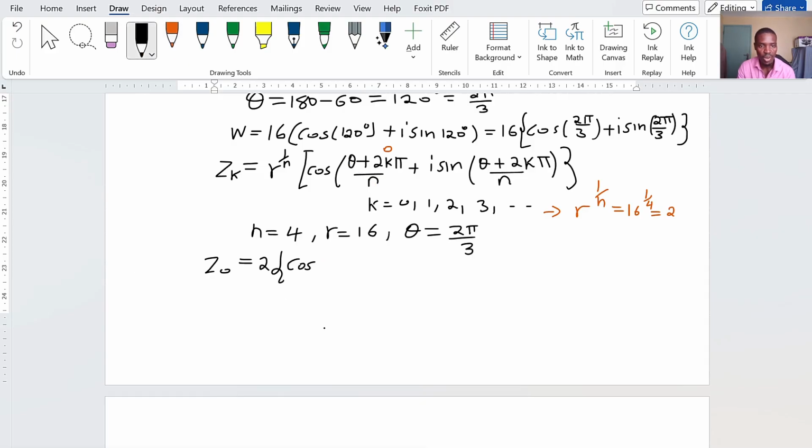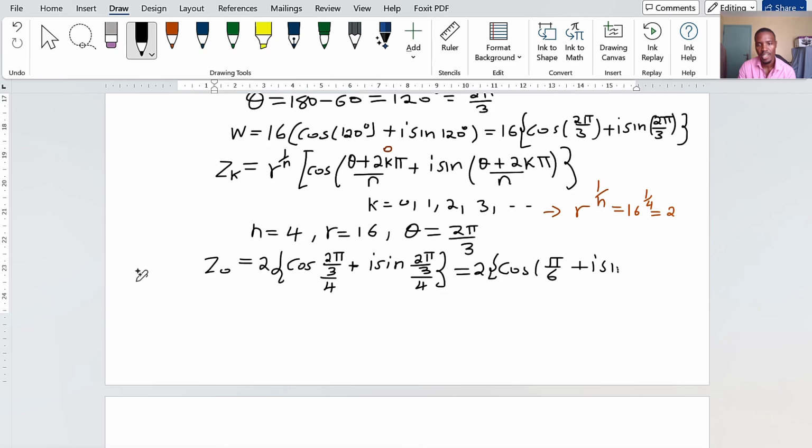So you'll remain with your theta, which is 2 pi over 3, over N, which is 4. Then plus, same thing for the complex part, sine 2 pi over 3, which is our theta, over 4. So this will be simplified to 2 into bracket cos. Let me see. 2 divided by 4 is 2, so we have just pi over 6. I hope you are able to see that. Plus I sine pi over 6.